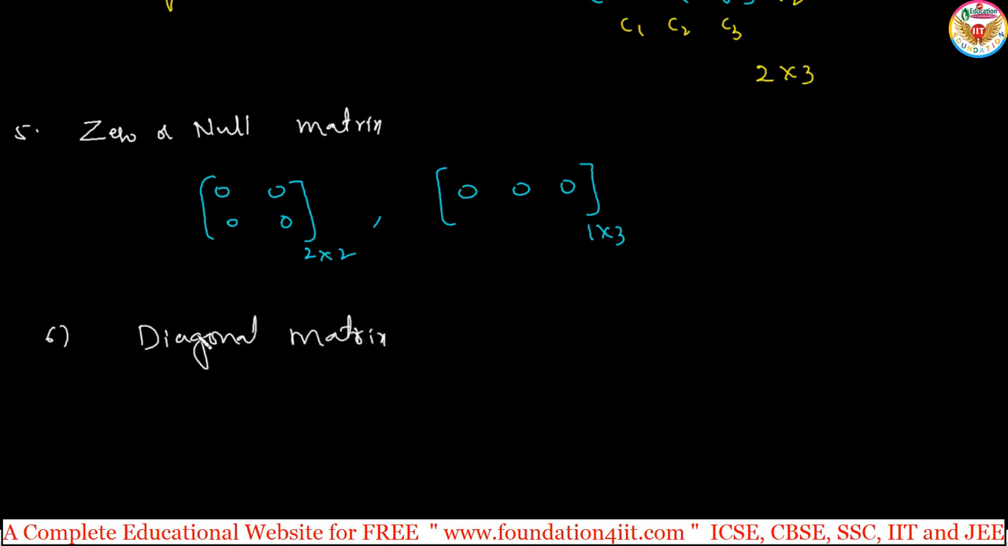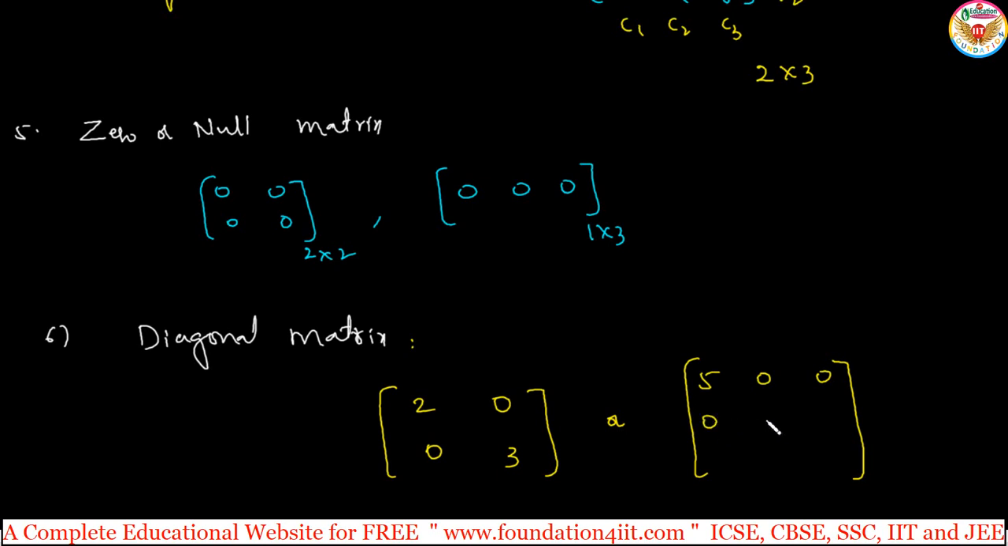Diagonal matrix. Actually, diagonal only applies to a square matrix, meaning the straight line from the first row, first column to the last row, last column must exist, so it must be square only. A square matrix which has all its elements 0 except those lying on the principal diagonal is called a diagonal matrix. Let me show an example. Only in a square matrix, like 2, 0, 0, 3, or one more: 5, 0, 0, 0, minus 1, 0, and 0, 0, 3.